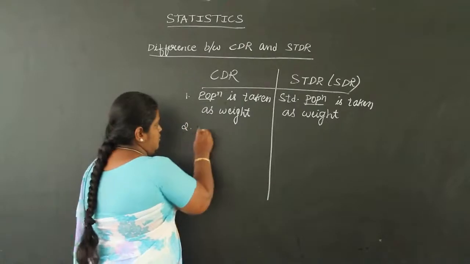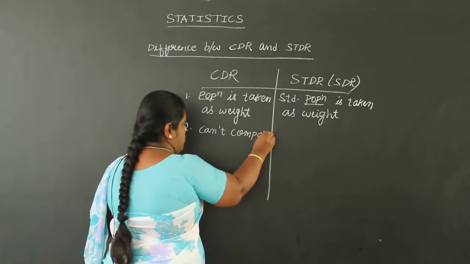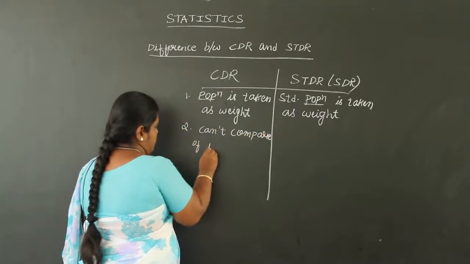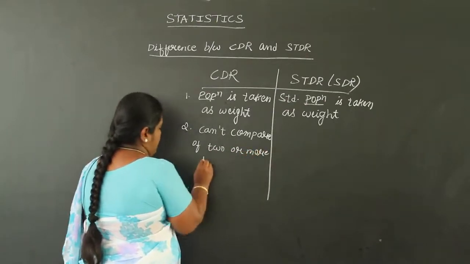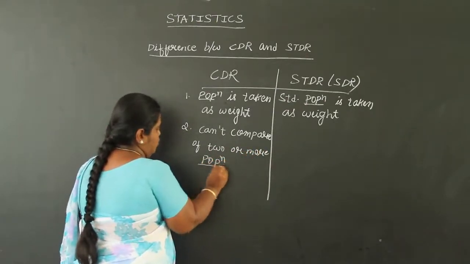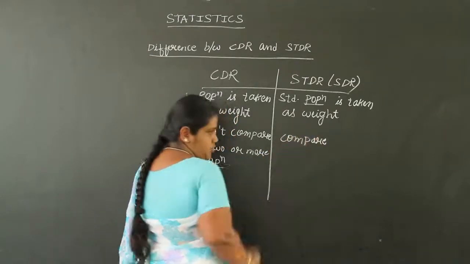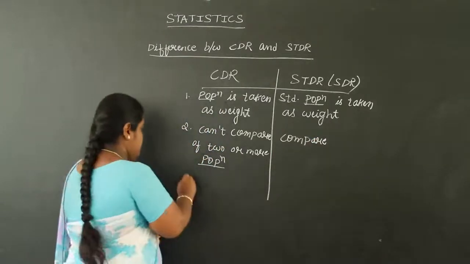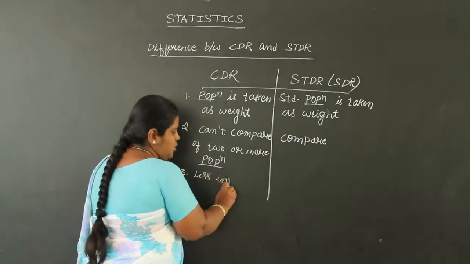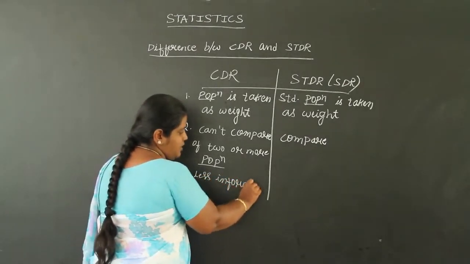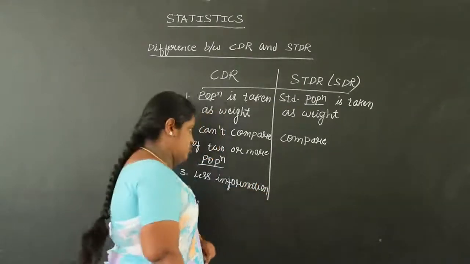Then in the crude death rate, we cannot compare the death rates of 2 or more populations. But in the standardized death rate, we can compare the death rates of 2 or more populations. So we can say which population is healthier and which is not. In the crude death rate, we need less information, that is, we need only the total population and the deaths, that is enough. We don't require any other extra information.